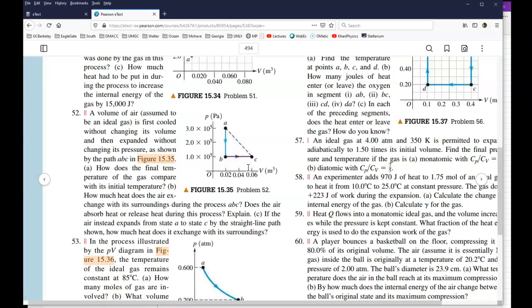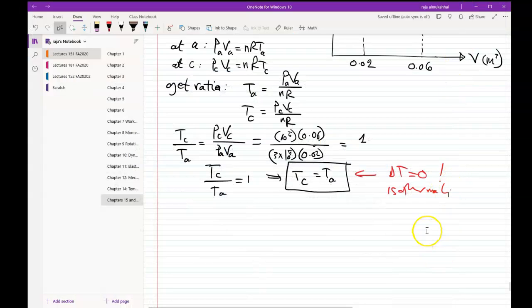Well, since it is isothermal, what's so special about an isothermal process? What makes it so special if I use the first law of thermodynamics, delta U equals Q minus W? Isothermal means no change in the temperature, and therefore no change in the internal energy. Delta U is 0.